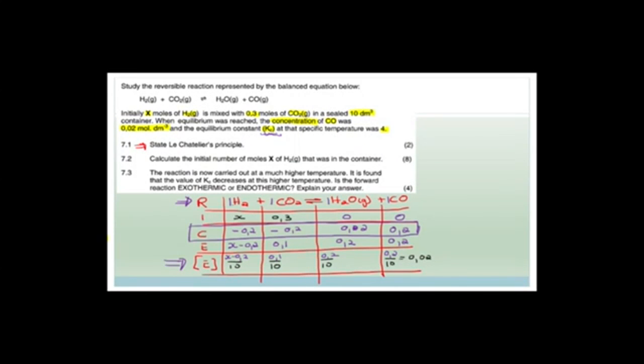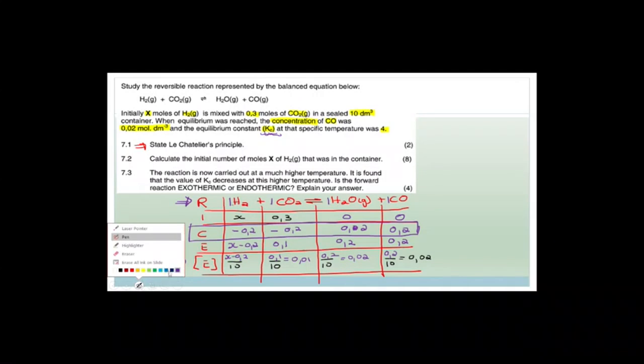So just look around at the purple. Basically what we have here is that we've used 0.2 moles on the left hand side and we've made 0.2 moles. And that has left us with x minus 0.2 moles over here at equilibrium. So now we're going to use this and write that that is 0.01 and this is 0.02. Now we have to use those values in our Kc.